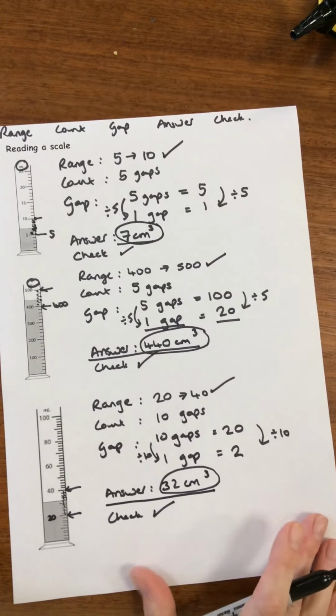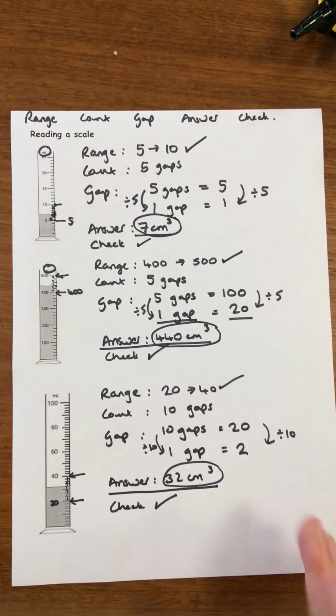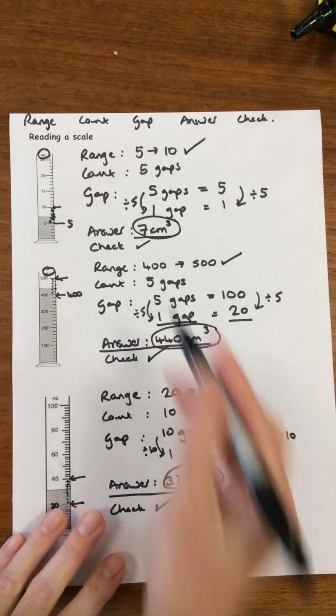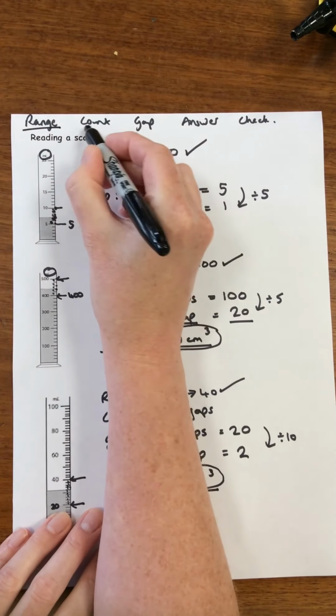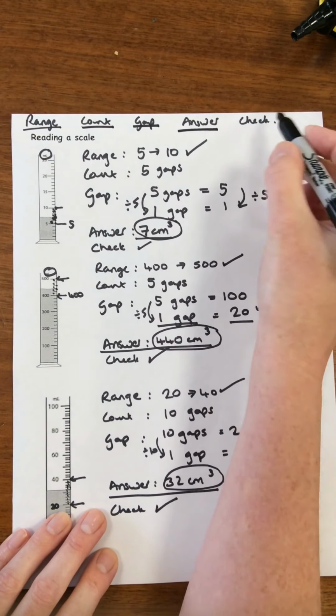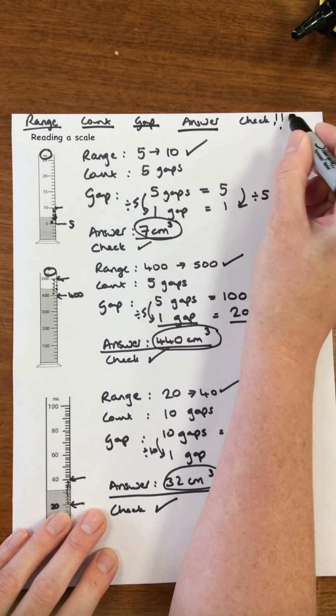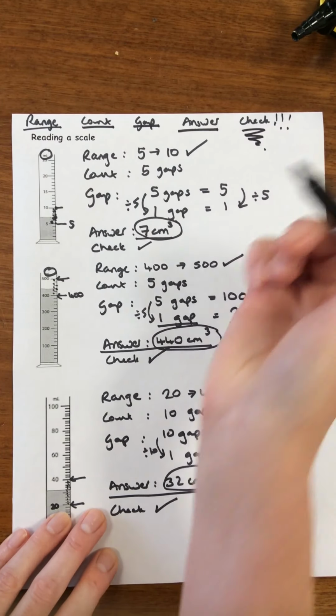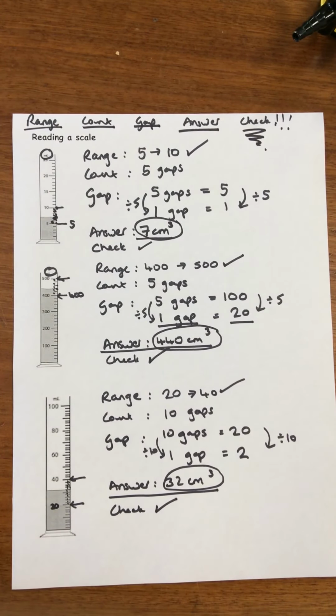And I hope that helps you to read scales. So if you just follow this little process where we first of all find the range, we count the gaps, we find the value of each gap, then we find the answer, and do not forget, always check your answer to make sure that you're right.